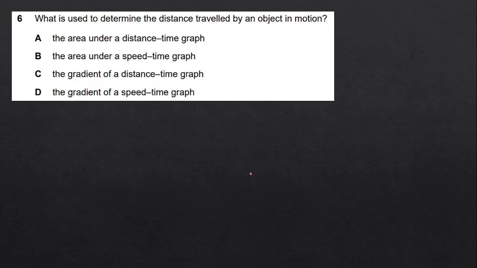What is used to determine the distance traveled by an object in motion? If I have to find the distance traveled by an object, I can use the area under the speed time graph. So it is option B.